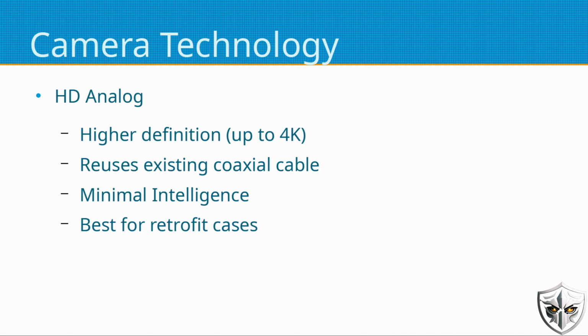If you come across an existing analog system and they want to update it to something better, one great solution is using HD analog. So HD analog for high definition, you can get up to 4K, which is 8 megapixels. So you can get up to 4K of resolution. You can reuse the existing coaxial cable. You can usually also reuse the existing power supplies. You still have minimal intelligence in the camera, but they're great for a retrofit case. Instead of having to recable a whole building or put a bunch of converters in there, you can use an encoder, use some high definition analog cameras, and upgrade that system for a very reasonable price that's going to produce some very excellent results.